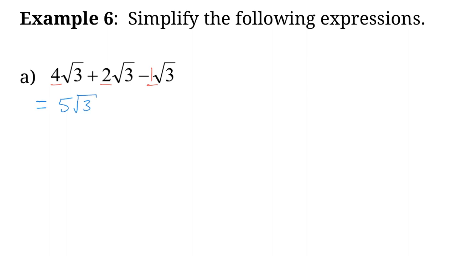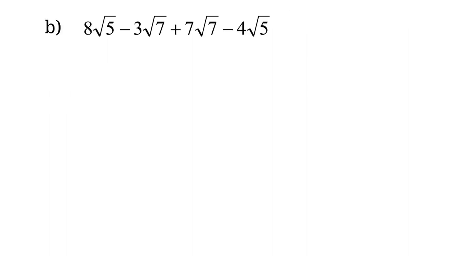So down to this next one, we do have some that are alike. So these have root 5, and then our other ones have a root 7, so we can combine those like ones, okay? So 8 root 5 minus 4 root 5 is equal to 4 root 5. And negative 3 root 7 plus 7 root 7 is just plus 4 root 7. So that is our final answer.